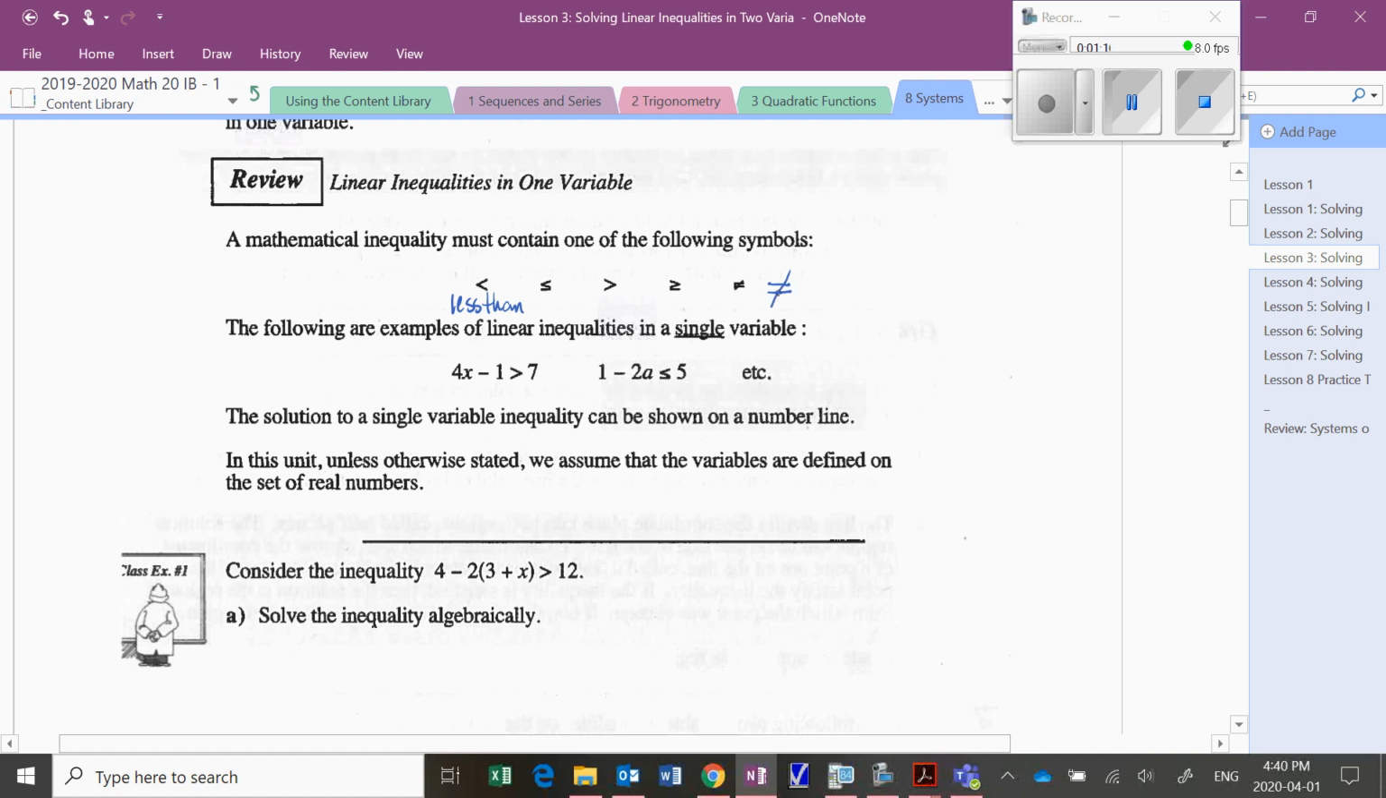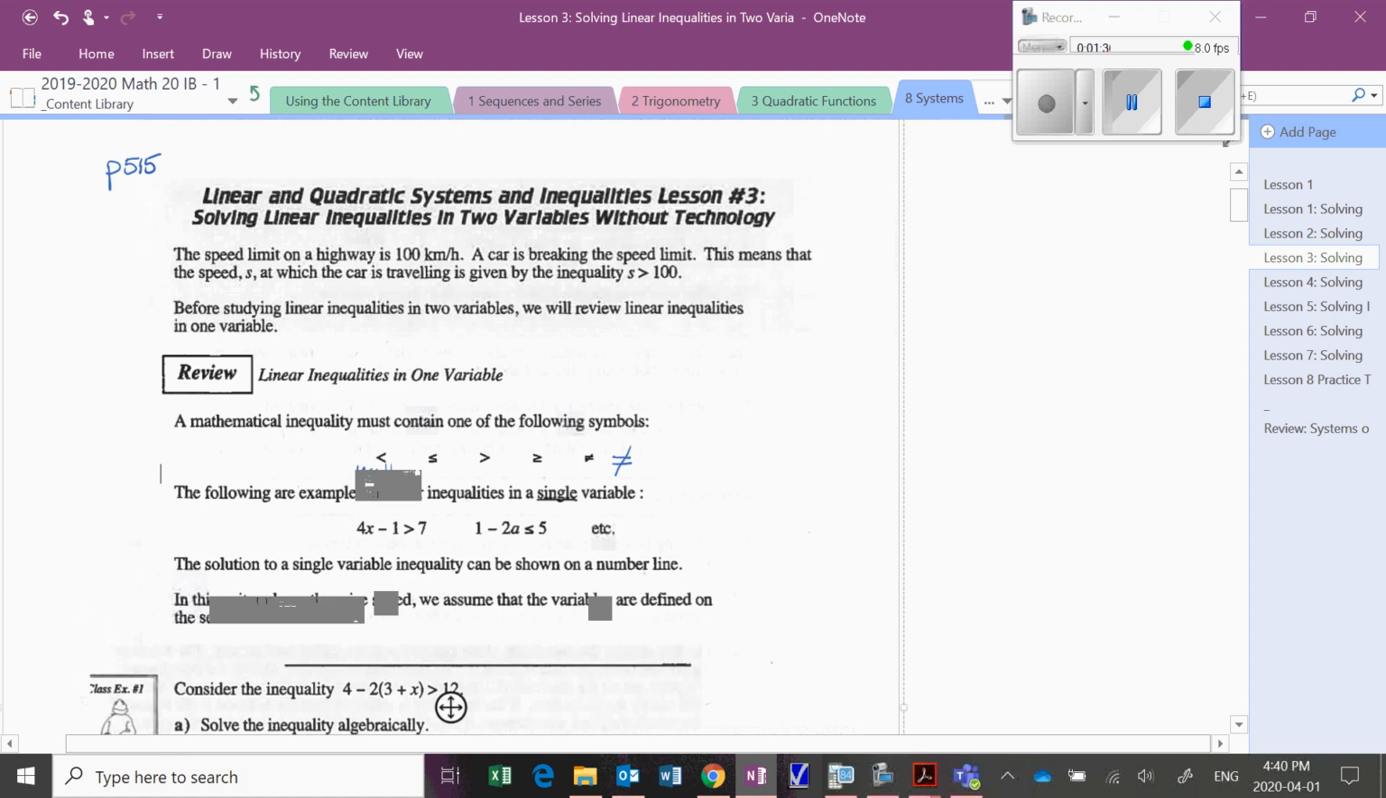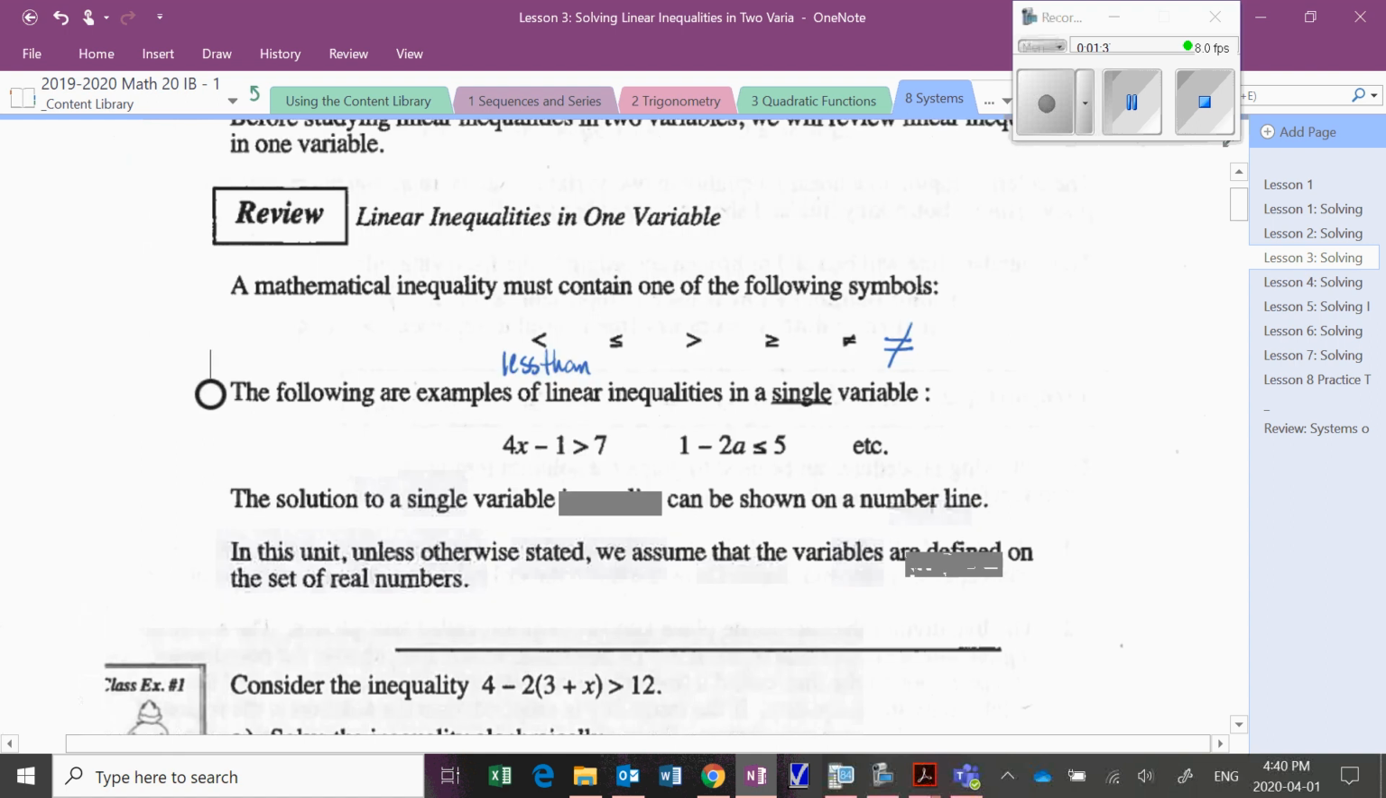So when we talk about linear inequalities in a single variable, it should be fairly obvious because here we have something that is linear, so perhaps it's in the form of y equals mx plus b, so the degree is 1, and there is just a single variable, so we could have x or we could have a in the second example. So let's take a look then.